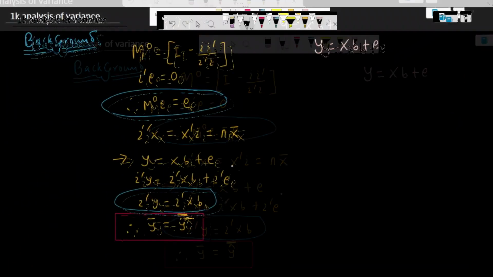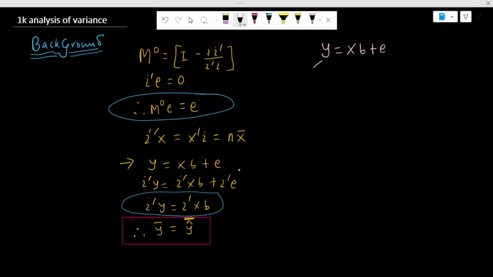In this video, we will discuss the analysis of variance. We are going to distribute the variation in a dependent variable among the fitted values of y as well as the residual term. And we know that M0 is our deviation from mean maker matrix. The sum of the error term is equal to 0 in OLS regression. And as the sum of the error is equal to 0, the mean is also equal to 0.